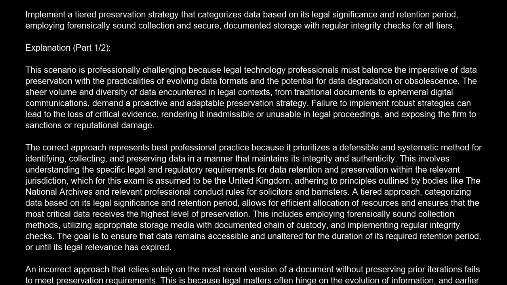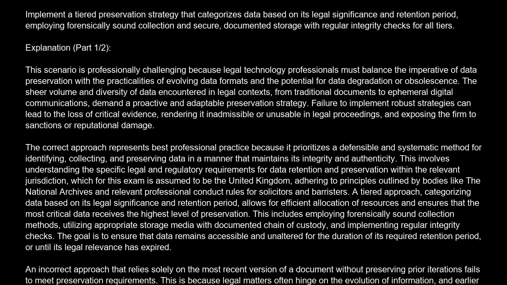A tiered approach, categorizing data based on its legal significance and retention period, allows for efficient allocation of resources and ensures that the most critical data receives the highest level of preservation. This includes employing forensically sound collection methods, utilizing appropriate storage media with documented chain of custody, and implementing regular integrity checks. The goal is to ensure that data remains accessible and unaltered for the duration of its required retention period, or until its legal relevance has expired.